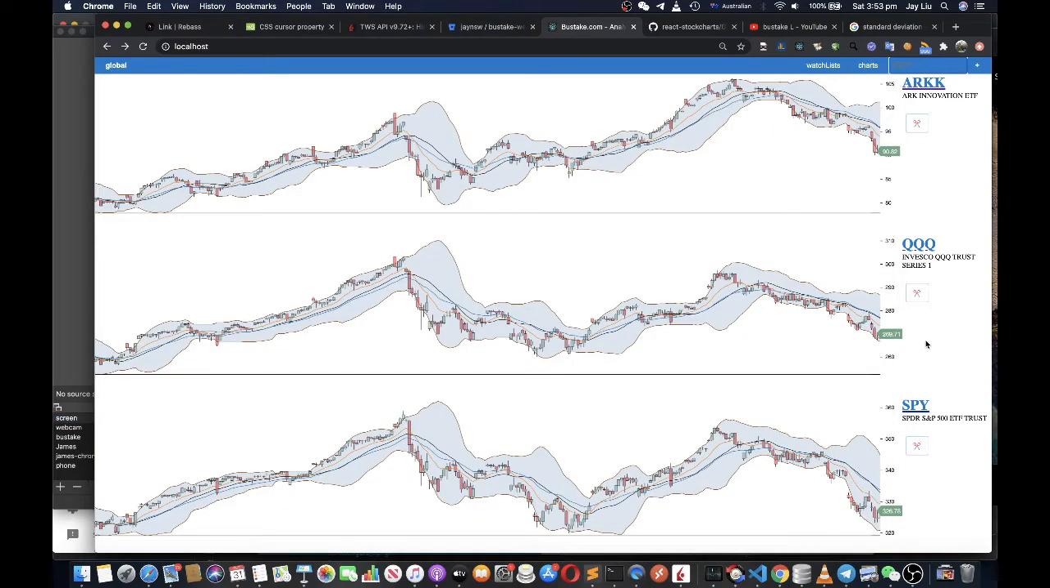Hello everyone. Today we will be talking about another very popular indicator. The name is Bollinger Band. So firstly, let's have a look at what the Bollinger Band is. Okay, this is ARK.